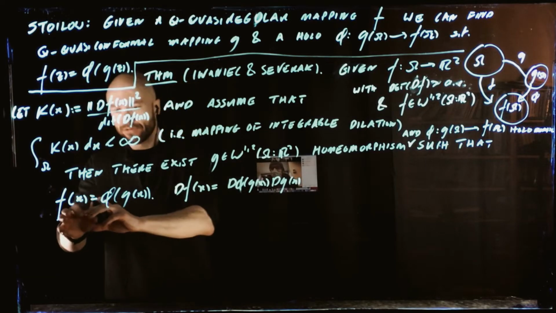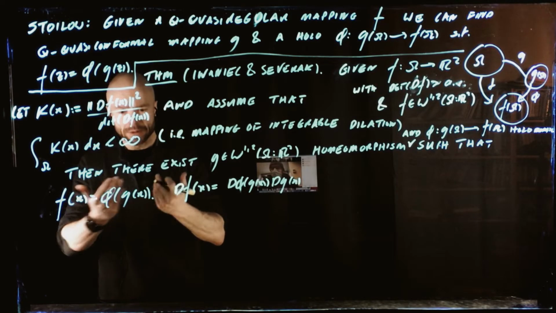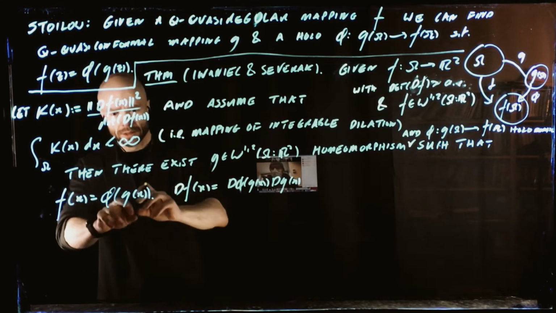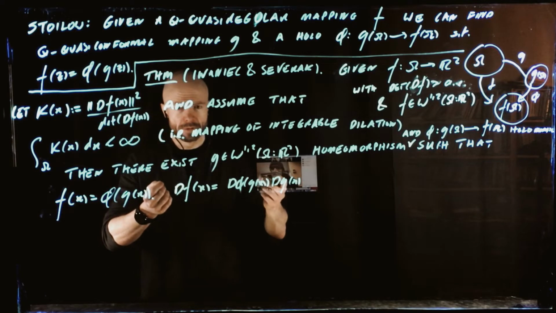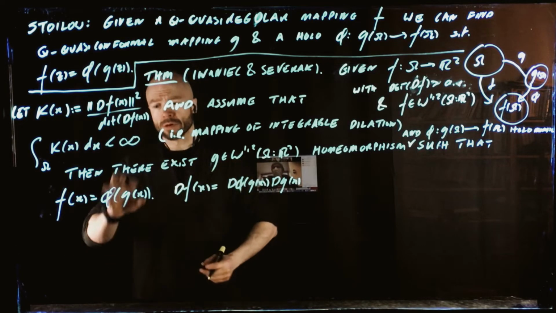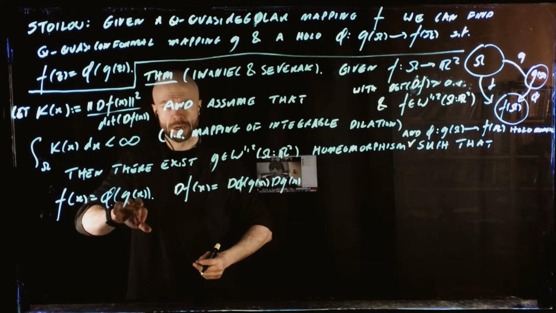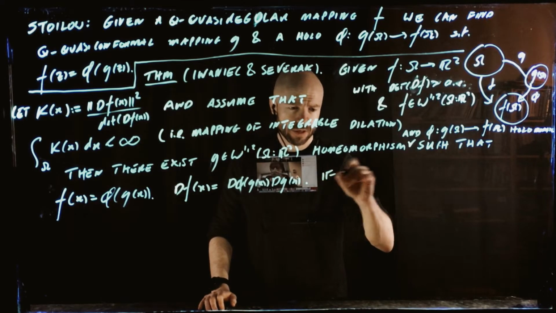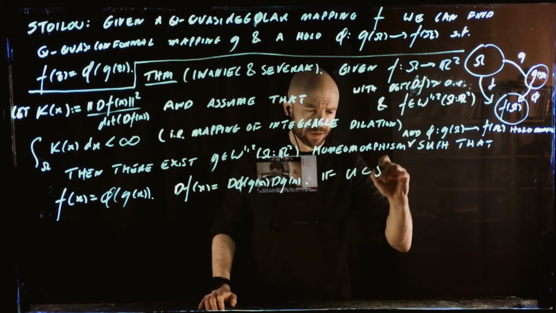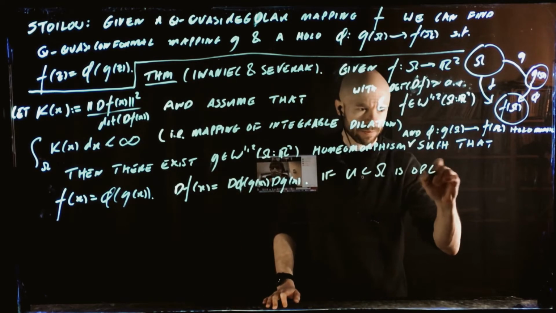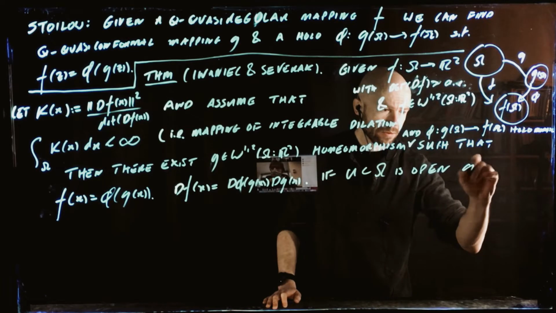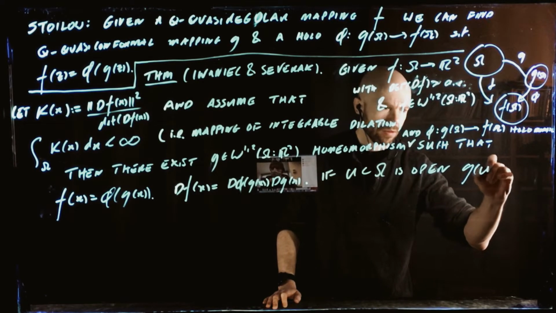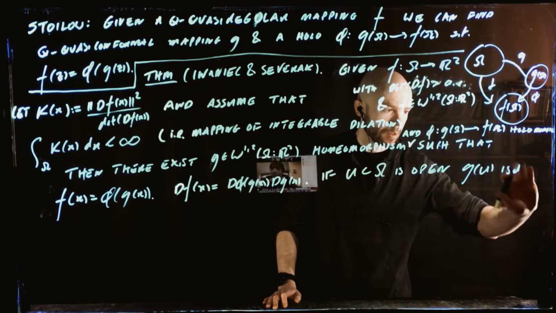Okay, but that is good enough, because what good stuff did we get from this? We got that F is open and discrete. Well, we still have that it's open because G is a homeomorphism, right? So by exactly the same arguments as before, the image of an open set is going to be open, because G, so let me just write it down. If U contained within omega is open, then G of U is open because it's a homeomorphism.